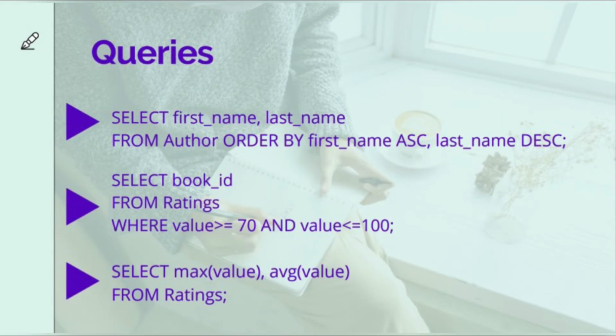So next slide, queries. In the first example, we printed the last name and the first name of the author, with the condition of the first name in ascending order and the last name in descending order. In the second example, we selected the ID of books whose rating is between 70 and 100. And in the last example, we found the maximum rating and the minimum rating.